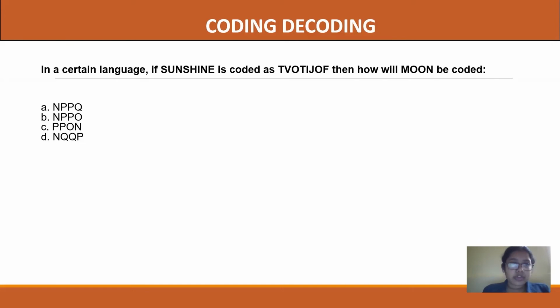So let's see how it will be solved. As I say, it's a kind of coding decoding. Let's do it. First write this: sunshine over here, S-U-N-S-H-I-N-E. Let's write this one as well, in sequence: T V O T I J O F.